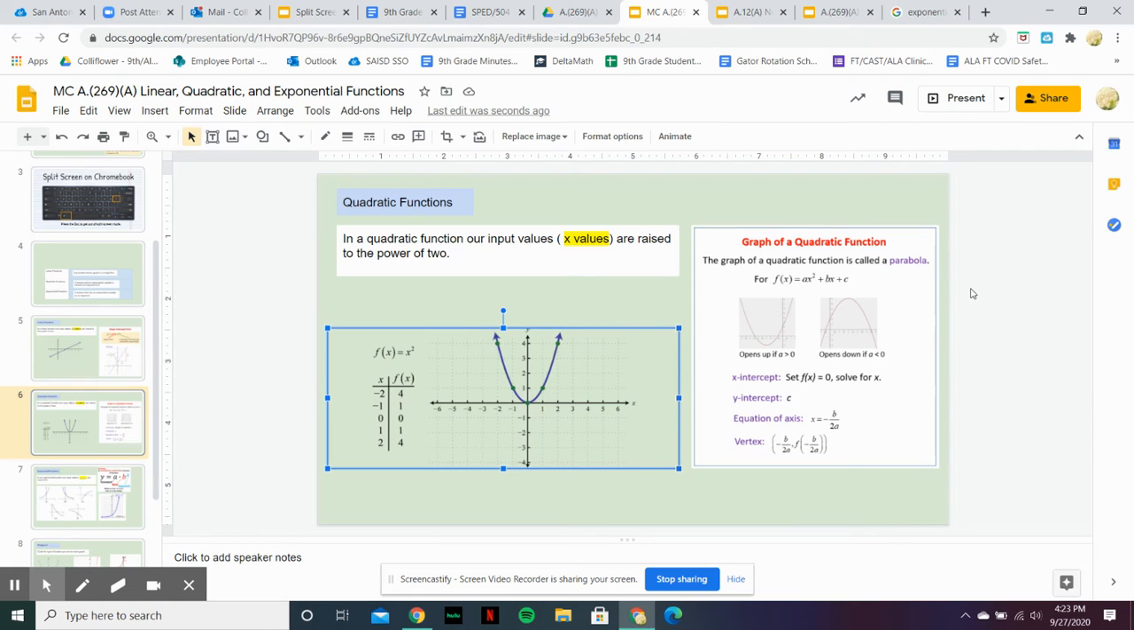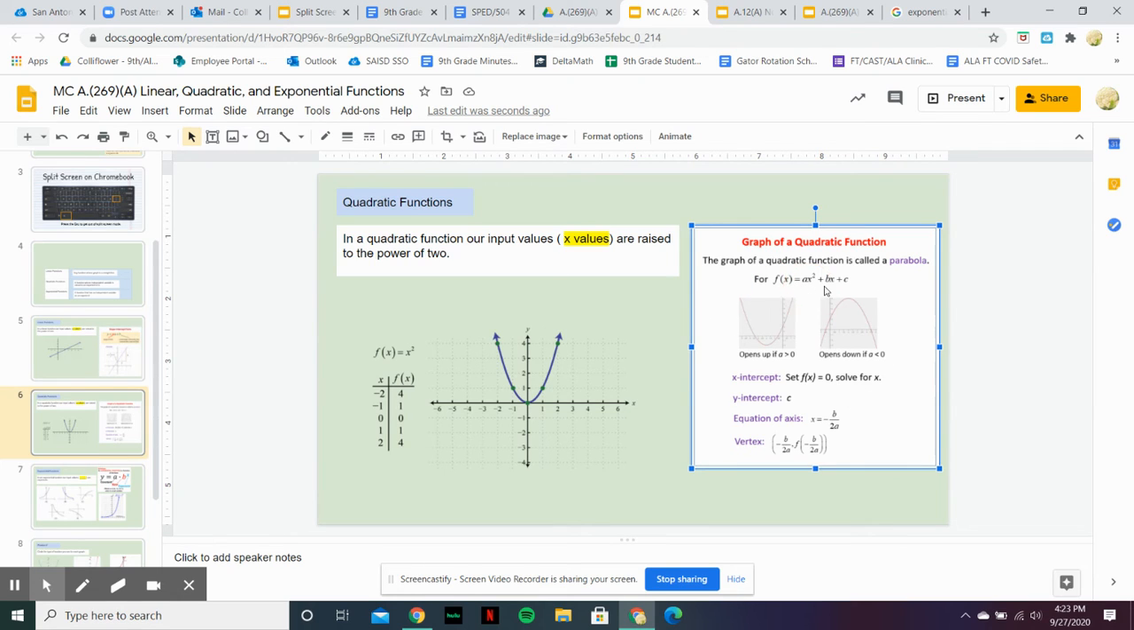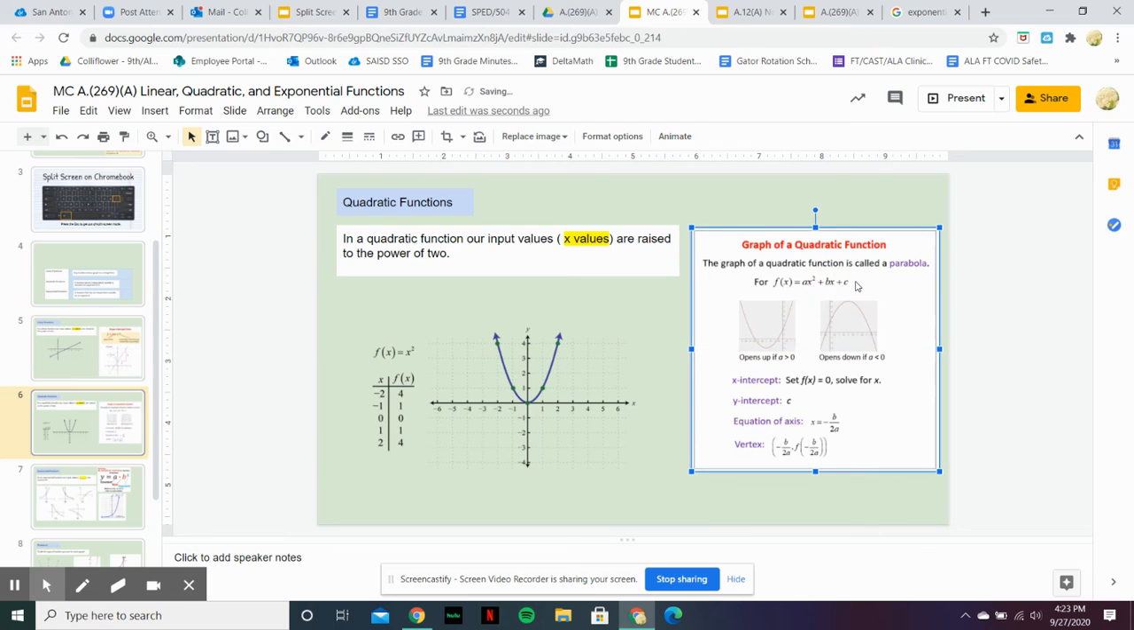And here is more on a quadratic function. It has its own formula of ax squared plus bx plus c. We're going to learn about that later. But for now, you need to know that anything that is shaped like a parabola is a quadratic function.